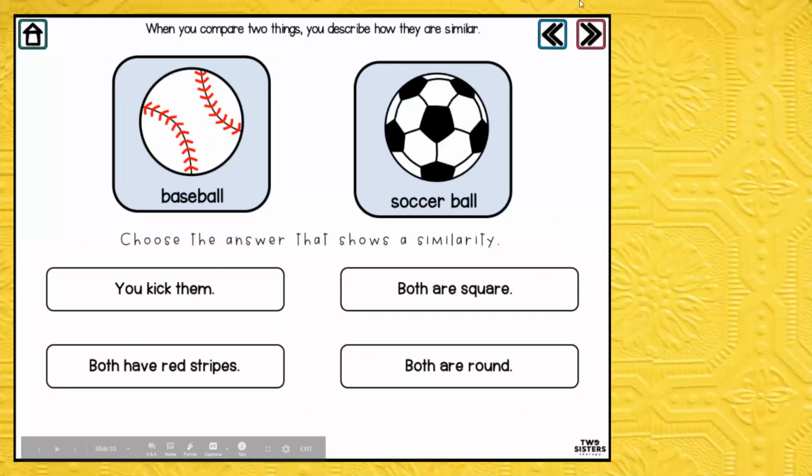Let's try another one. How can we compare these two things? Describe how they are similar. We have a baseball and a soccer ball. What do you think the answer is? You kick them, both are square, both have red stripes, or both are round? Good job. Well, if you look at them, they're both round. That's how they're the same.